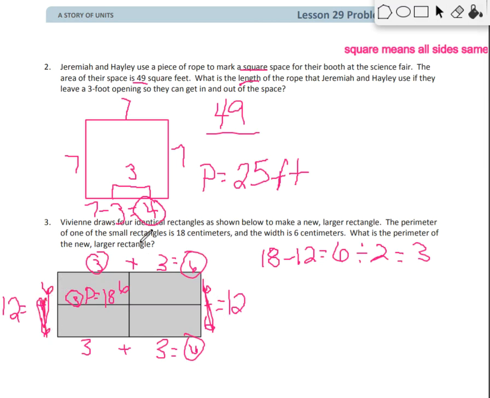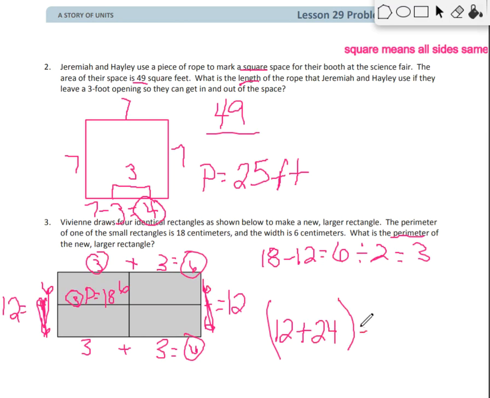So I'm dealing with 6 and 6 and 12 and 12. I want the perimeter, which means I need to add these up. So 6 and 6, I know those double. I'm putting my parentheses here just to keep my numbers separate. Nothing fancy going on. I'm just getting a lot of numbers in one space. So 6 and 6 is 12. I've doubled my 6 to get the 12. Now I need to double my 12. 12 plus 12 is 24.